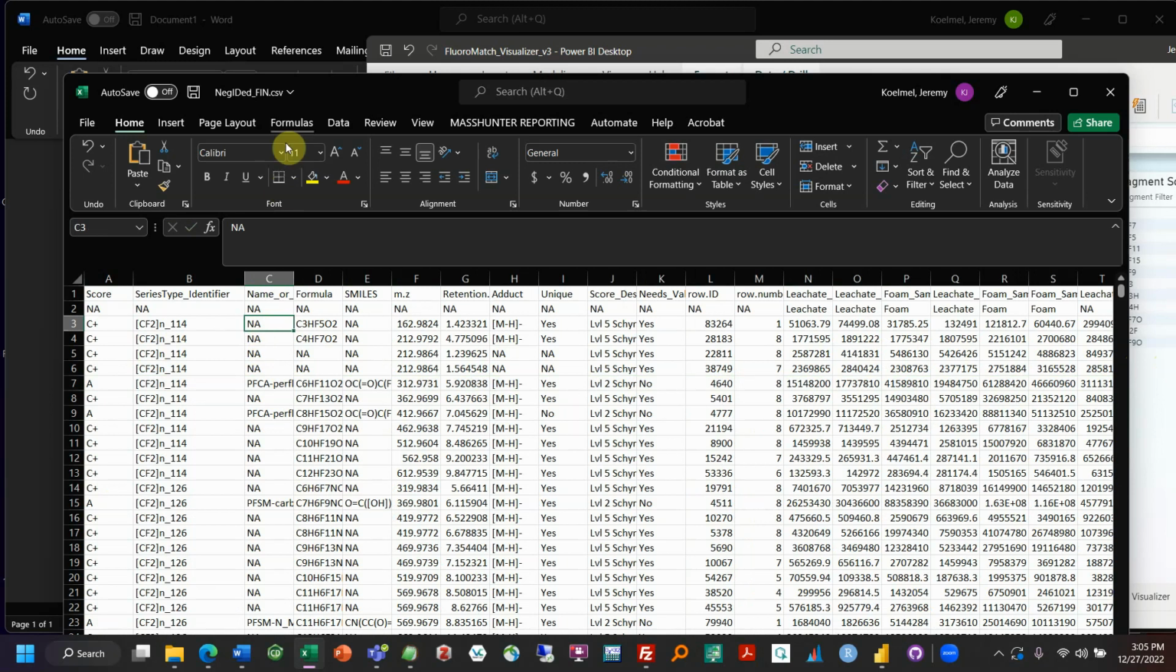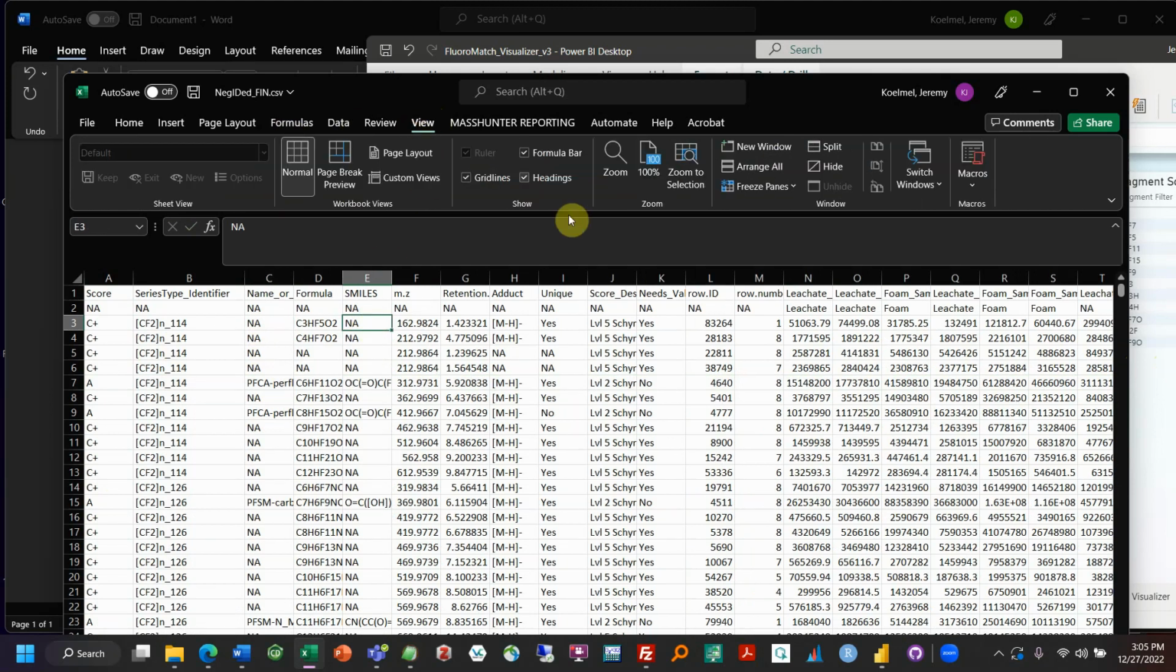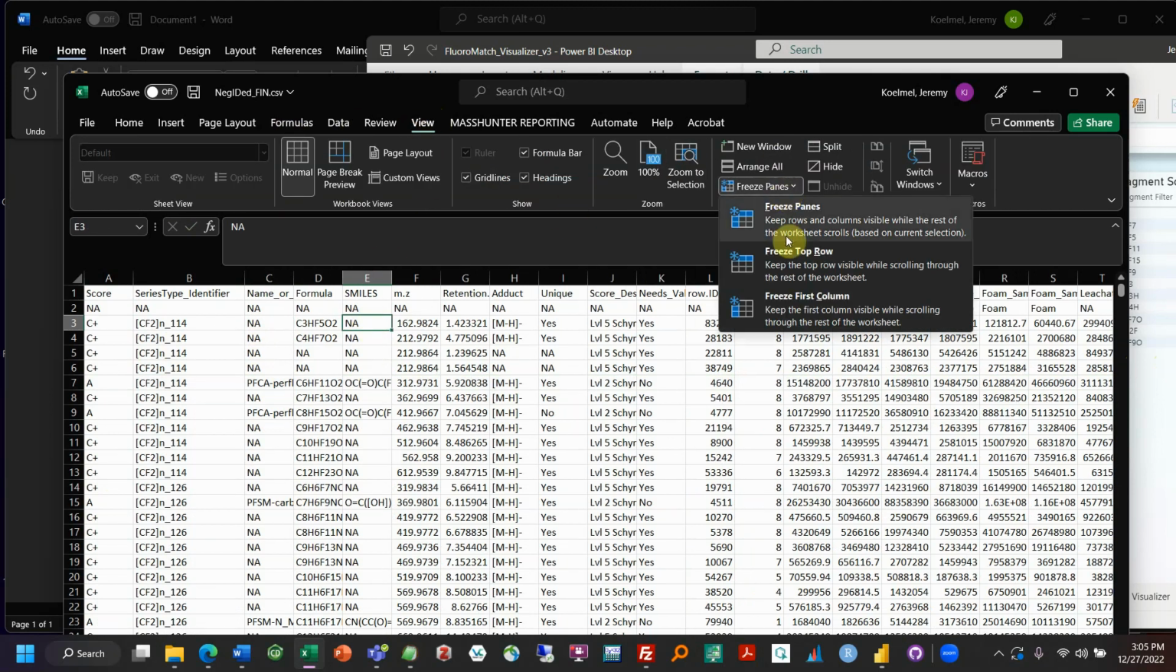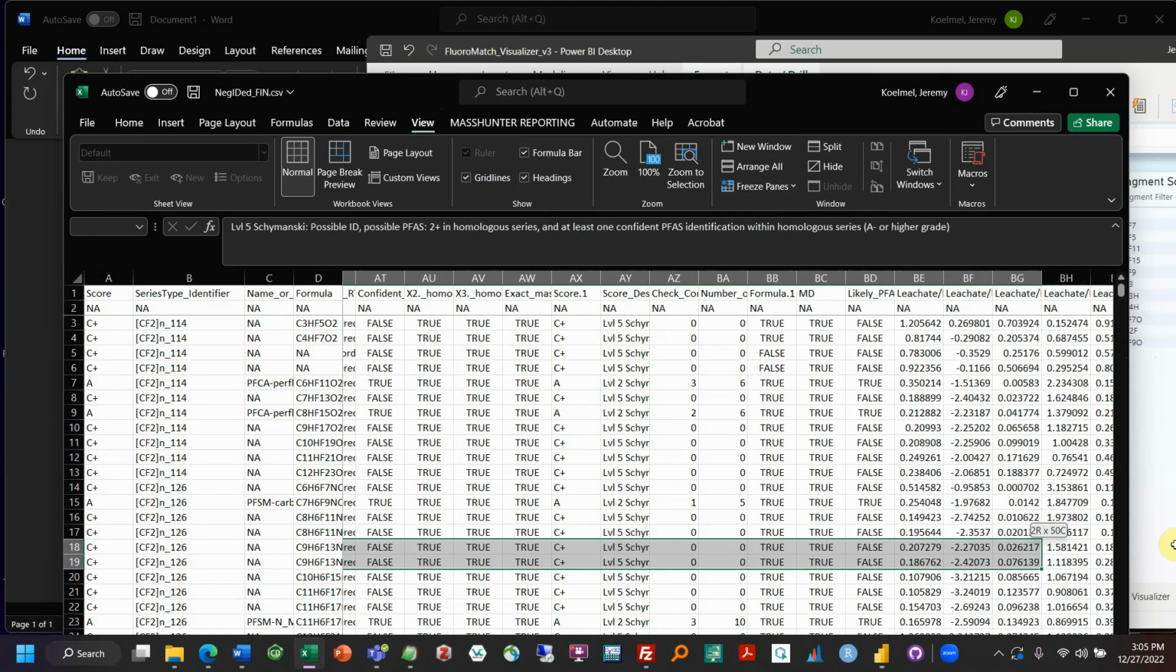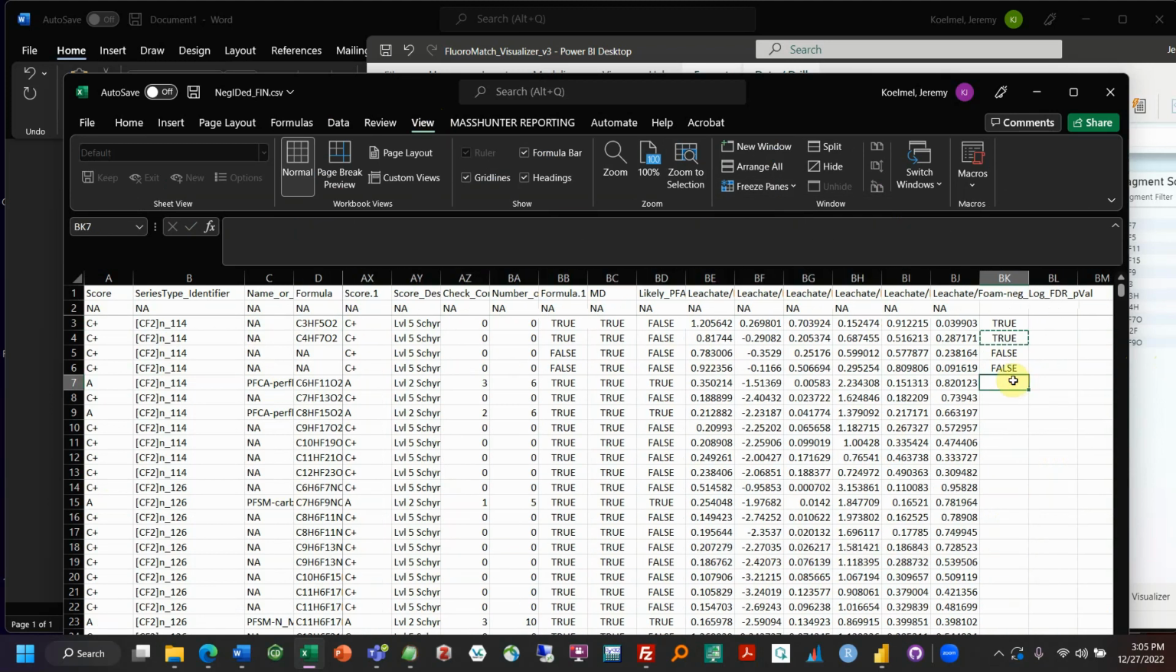So let's just look at like this. All right, and so here they are, and we know that the rest are true. So that's one way that you could potentially do it.